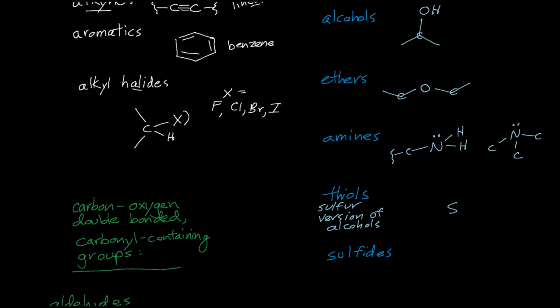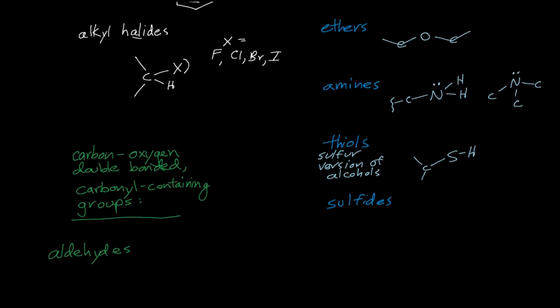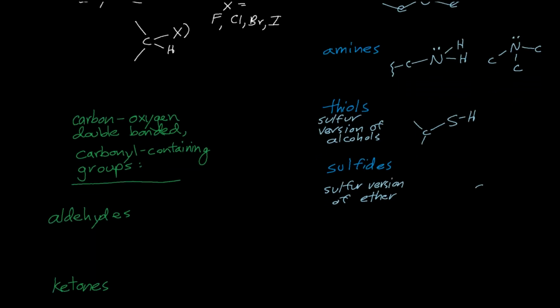And so sulfur attached to a carbon with a hydrogen on it, like that, looks like an OH group, only it's an SH. That's a thiol. And sulfides are the sulfur version of ethers. So this is why I put these all together in this group. The sulfur version of an ether would be a sulfur connected to 2 other carbons, and so on in the other directions.